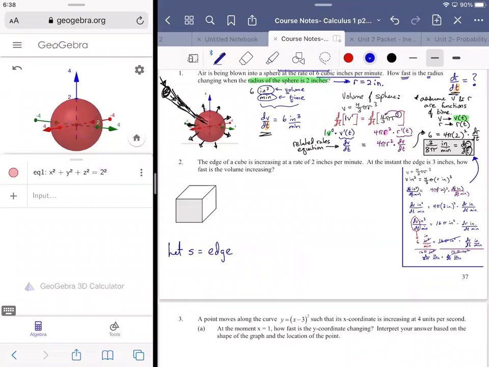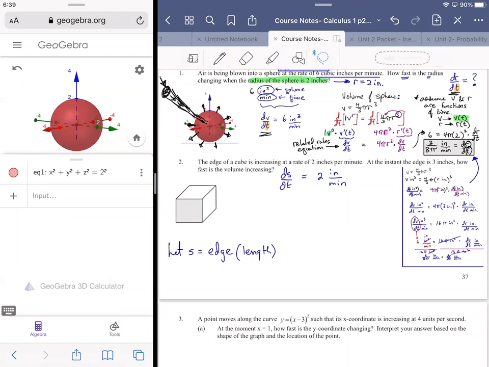The edge is increasing at a rate of 2 inches per minute. The units on top tell me that we're dealing with a linear measure, the length of an edge. That's a linear measurement, as in inches, feet, miles, things like that. So I could say ds to address the numerator, t for time, so dt for the unit of change in time. It's increasing, so that would be a positive value.